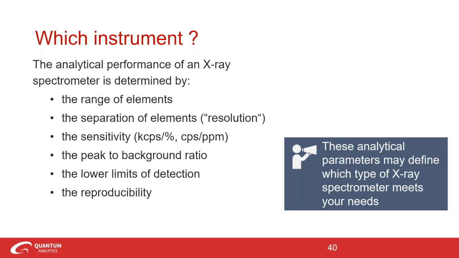Maybe you do. Sensitivity: how much intensity do you get per concentration unit? The peak to background ratio: the better this ratio, the lower the detection limits. Can you afford the measurement time to go into lower detection limits? Do you prefer a higher power system to obtain higher sensitivity, thus lower limits of detection? And then reproducibility. Do you want the same results today and tomorrow?